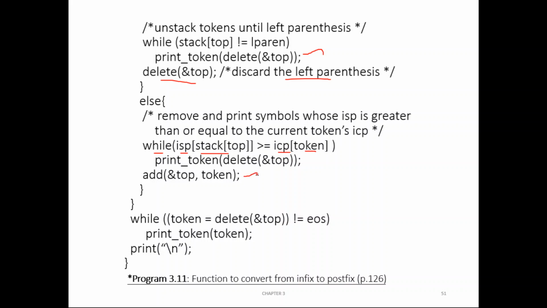Just push the incoming token into the stack. Do this operation for all the tokens. Once all the tokens are done, finally you check whether there is anything in the stack, whether the stack is empty or not. As long as the stack is not empty, as long as the stack is not equal to EOS, keep popping and display it in the console. As a result, what you will get is a postfix expression. Fine, this is the overall logic.